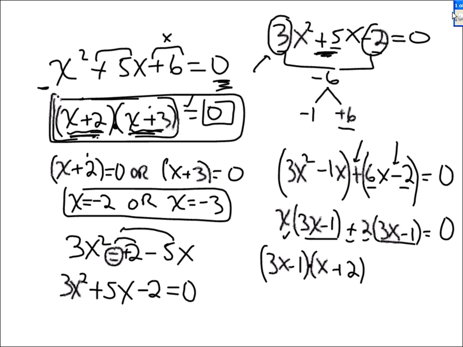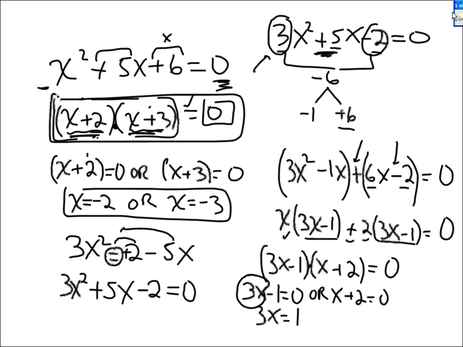And what's in the first bracket times what's in the second bracket is 0. So that means either what's in the first bracket is 0, or what's in the second bracket is 0. For the first bracket to be 0, 3x must be 1. 1 minus 1 is 0. So 3x must be 1. Divide by 3, you get x is 1/3, or for this to be equal to 0, x must be negative 2. And there are your two answers. x equals 1/3, or x equals negative 2.